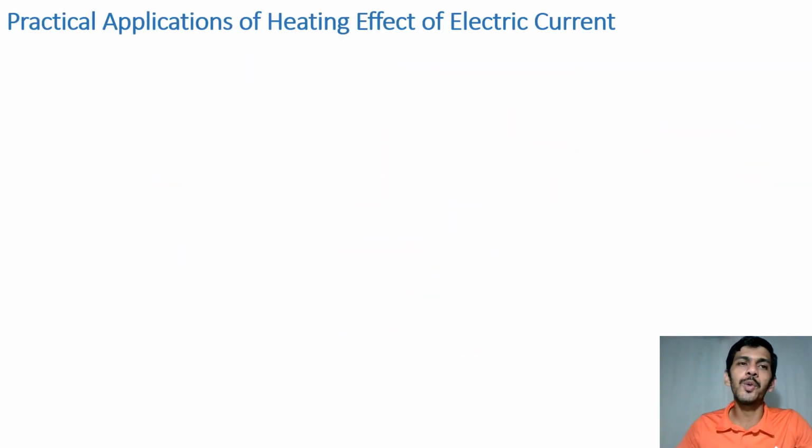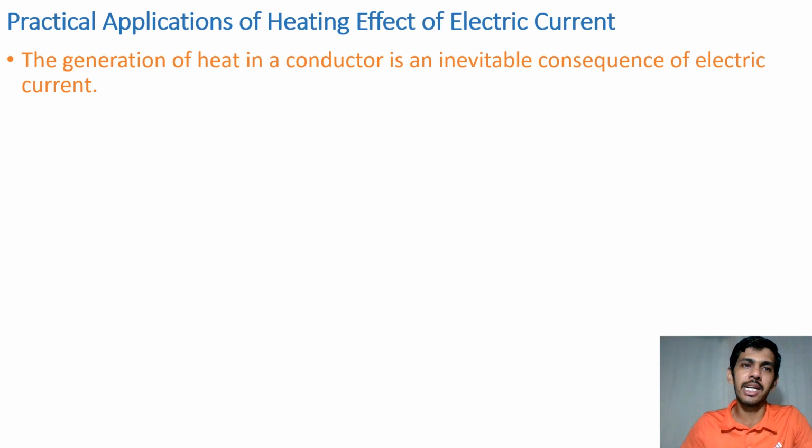Now we shall move on to the practical applications of the heating effect of electric current. What are the practical applications? That means where we can make use of this particular heating effect of electric current, or in other words, the applications of the heating effect of electric current. The first one is that the generation of heat in a conductor is an inevitable consequence of electric current which cannot be avoided.